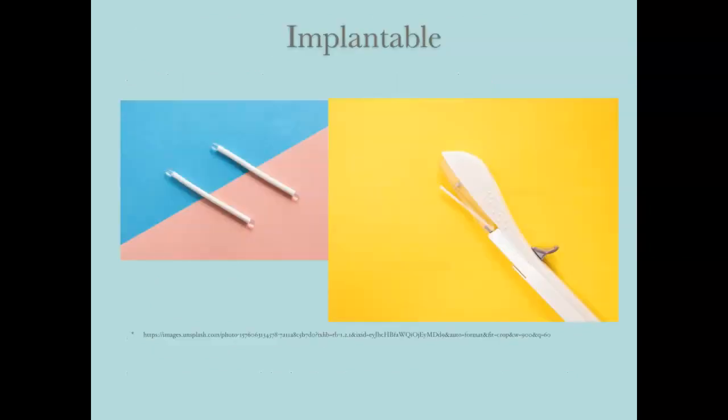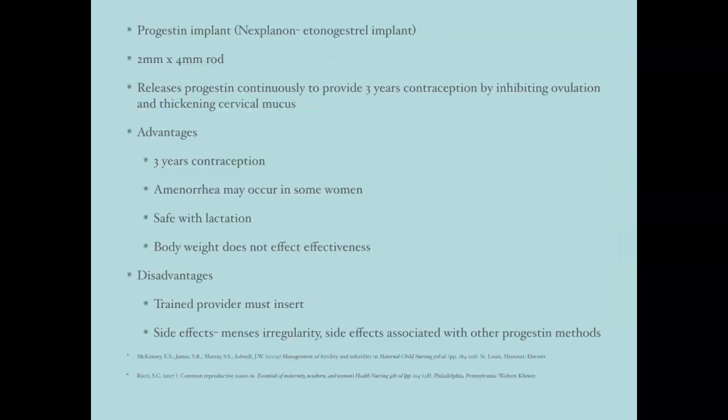methods. Implantable. It used to be called Implanon. Now it's called Nexplanon in the United States. And this is just a picture of the little rods and the little device. It's like a little trocar that you inject it in. And it's a pretty cool little procedure. The provider does have to be trained in order to place one, so not just anyone can do it. You have to go through a training to do it.